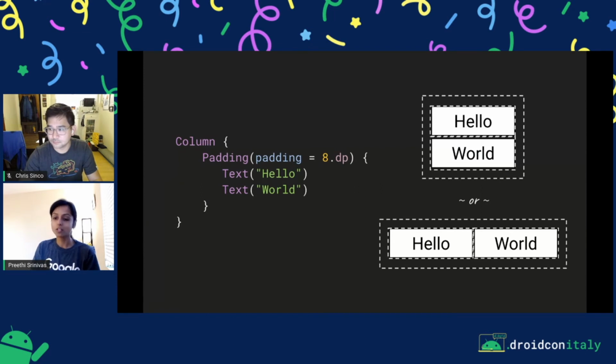Right. So a common question that got raised was what would happen if one applied padding like in this example here. So will this padding be applied to both the text components? What about the text components? Are they going to be oriented vertically, or are they going to be oriented horizontally? So all of this sort of added to ambiguity.